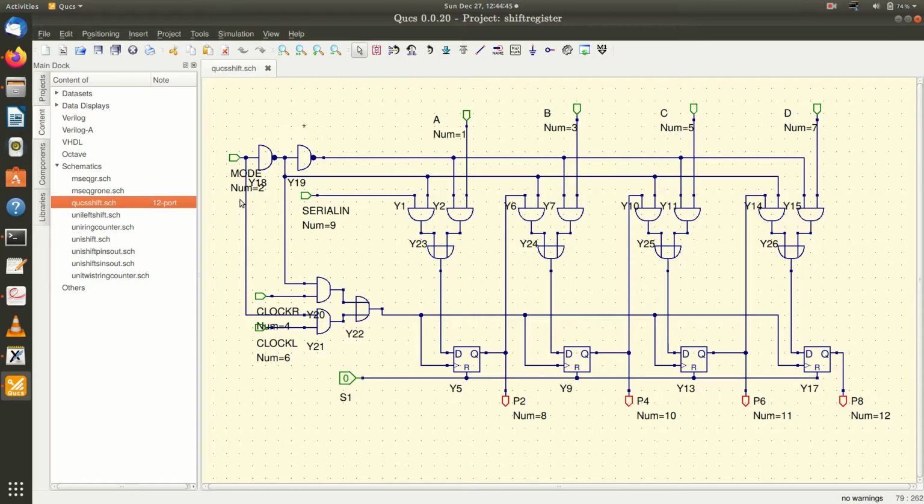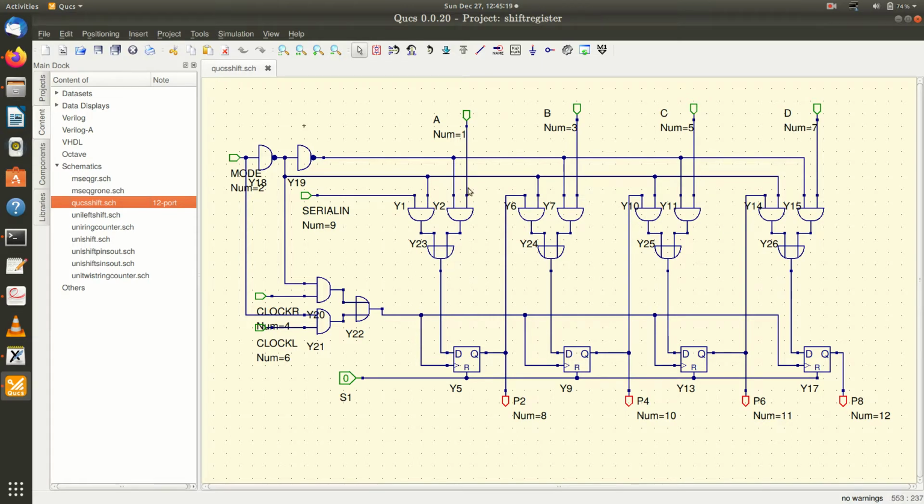For parallel operation, you have to make this mode a 1. Now when you make this mode a 1, your left shifting clock is enabled. There is a reason for that. This left shifting clock is active here, and when this mode is 1, this top line is now active. So the right AND gates are now enabled and the left AND gates are disabled, because when mode is 0 this becomes low, and the left AND gates are disabled.